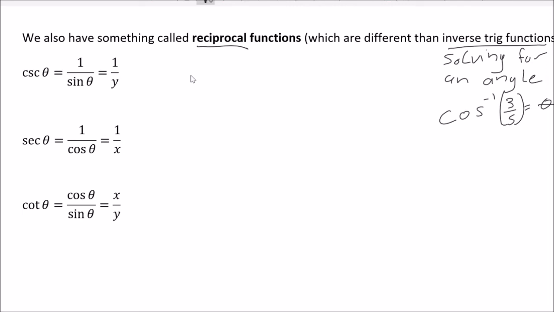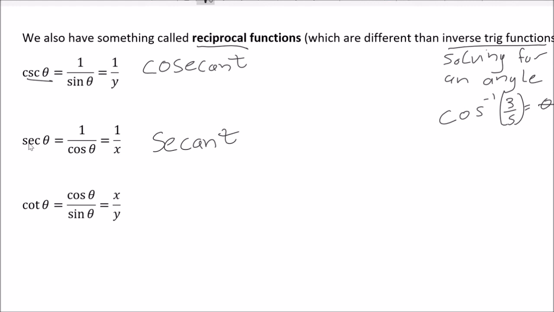So what this is just saying is that they define cosecant, and I'll write it out. We call that cosecant, and it is the same thing as 1 over sine. That's why it's called a reciprocal function. It's the flip version of sine. Since sine is y, that's 1 over y. The next one's called secant.